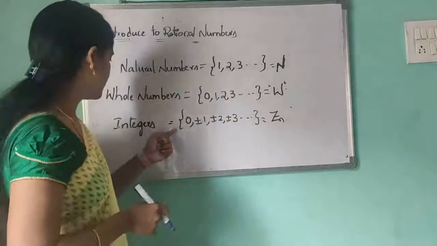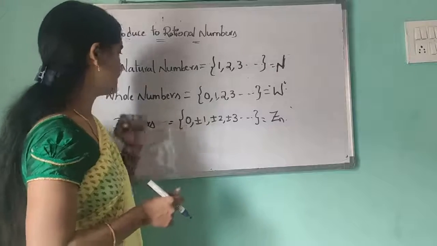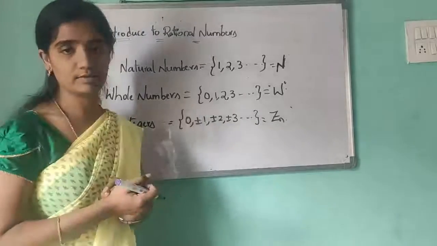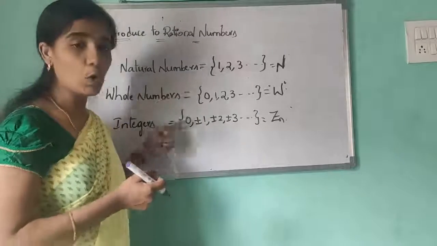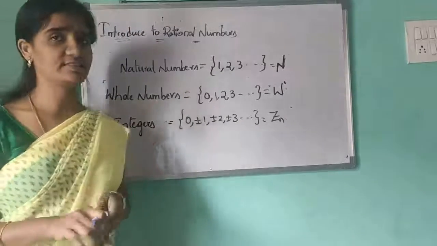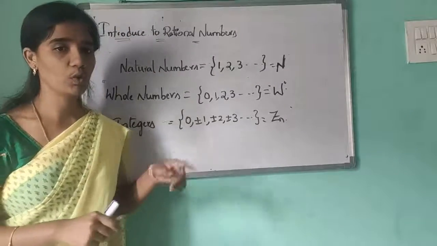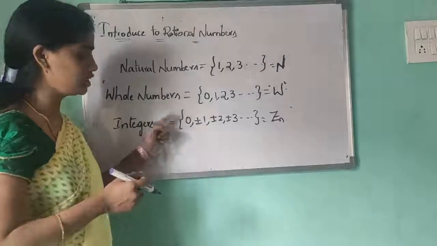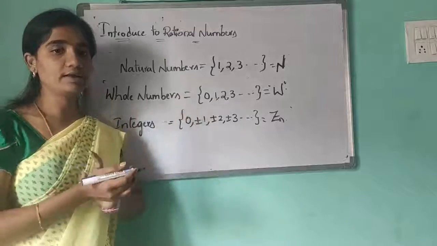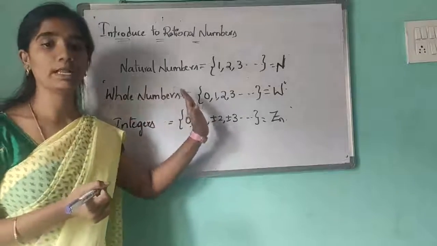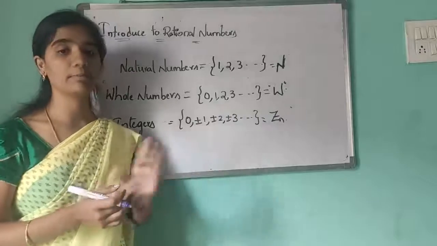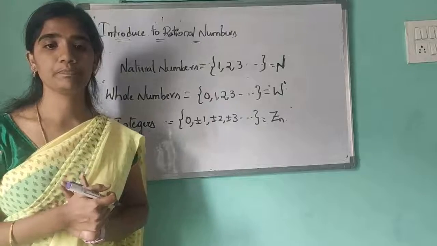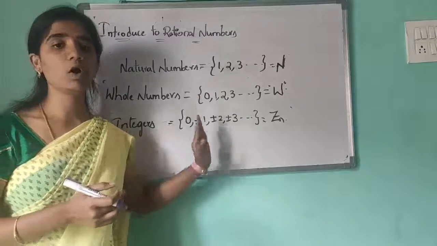For example, all the whole numbers are integers. Are all the integers whole numbers? No. If you take any whole number, it is an integer, so you can say that all whole numbers are integers, but not all integers are whole numbers.